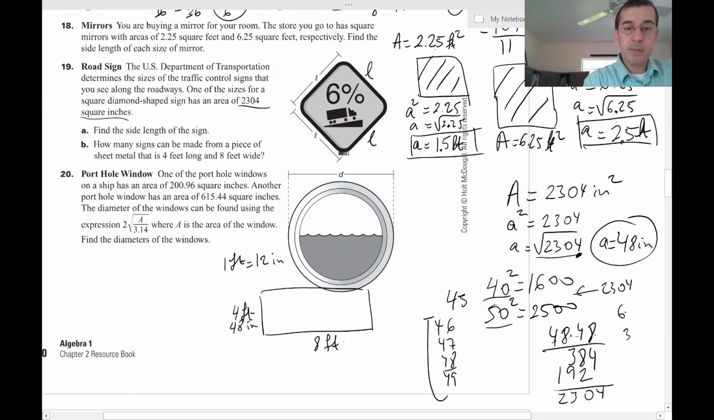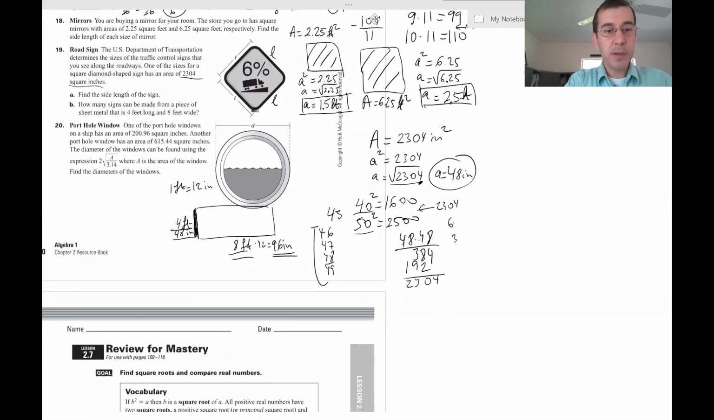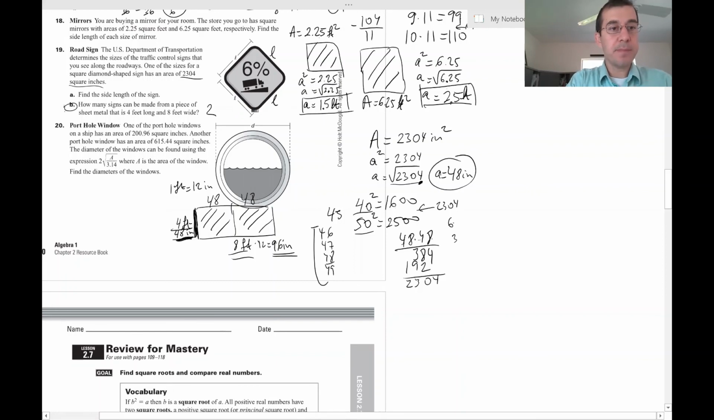Then 8 feet times 12, this is 96 inches. So this is 8 feet or 96 inches, and this is 4 feet or 48 inches. Once again, we have 48 inches as the length, and the width of 96 inches. 96 is basically 48 plus 48. So in a way, we have 2 signs that can fit into this metal sheet. So the answer is 2 for B, 19B.